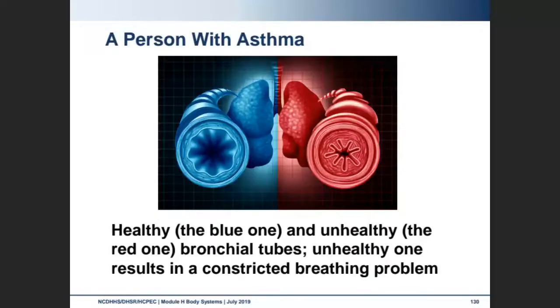Asthma, of course, you've heard of asthma. The picture on the left is the blue vessel. This is a healthy bronchial tube. The red is an unhealthy bronchial tube, and that's the image of someone having an asthma attack. As you can see, the unhealthy bronchial tube is constricted a lot. And just like we had mentioned earlier, for asthma patients, it's more of an issue a lot of times with getting the air back out of the lungs.